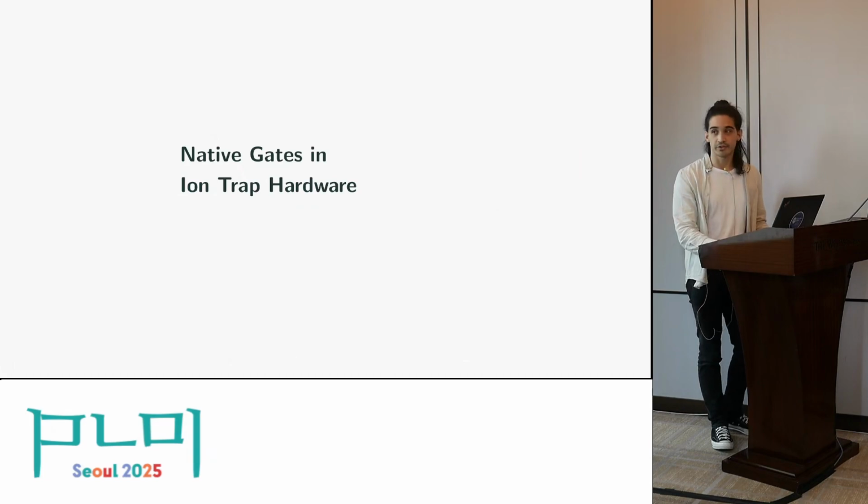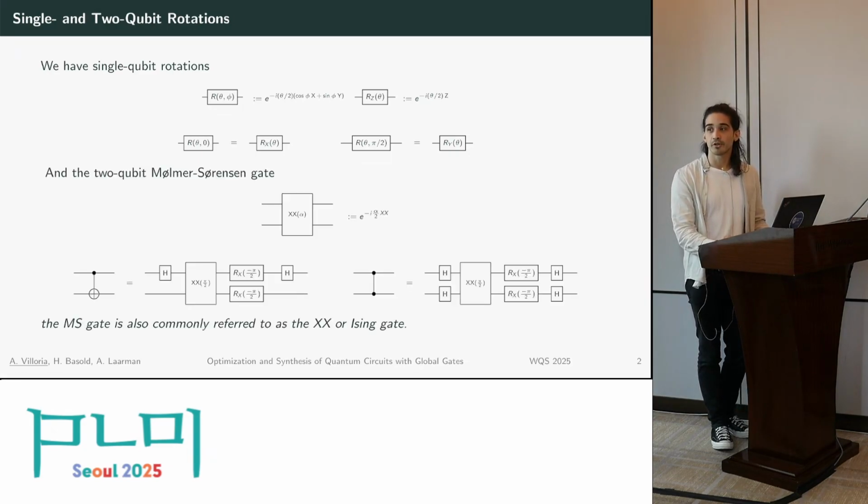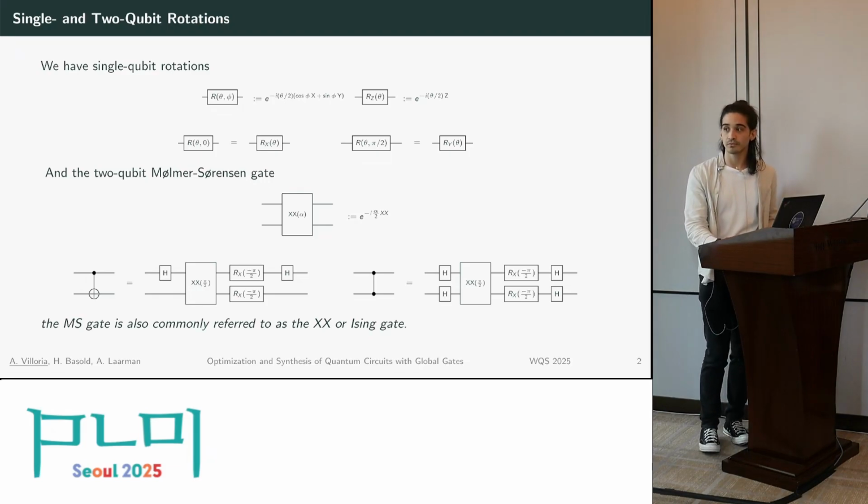Okay, so first of all, let's see what kind of gates we have in this hardware. So as you might expect, we have single qubit rotations. We have the R gate and RC gate, with which we can recover the usual Pauli rotations. And more importantly, we have a 2-qubit entangling operation, which is the Mølmer-Sørensen gate, also referred to as XX gate or MS gate. With this, you can recover the more popular CNOT gates or controlled-Z gates if you add some single qubit operations around them.